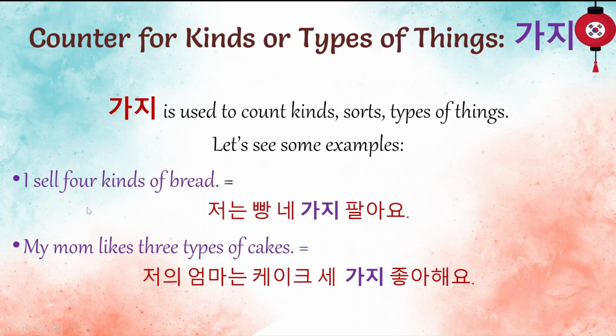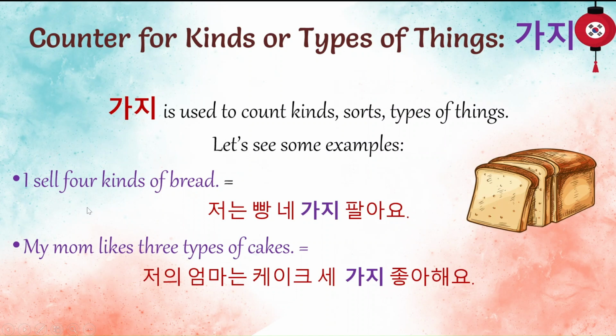Now, suppose you have to say, I sell 4 kinds of bread. Now, here, the person or the subject in the sentence, he or she is saying that they sell 4 different types of bread or 4 kinds of bread, 4 varieties of bread.